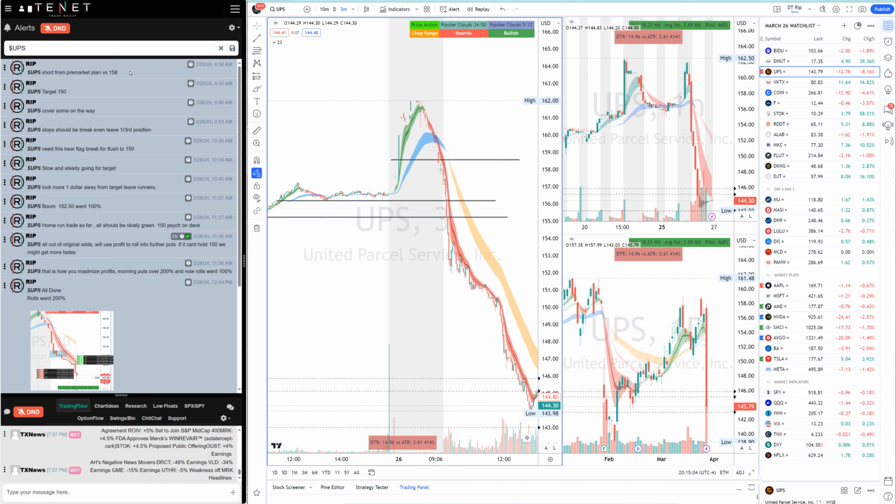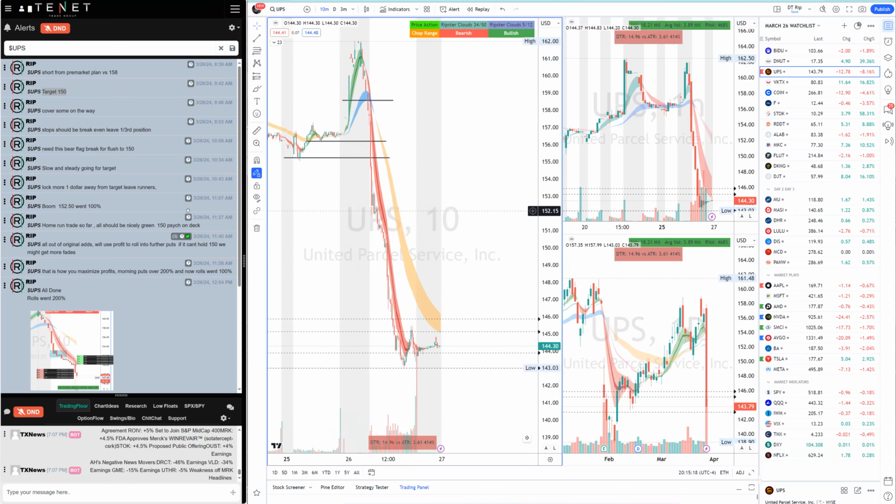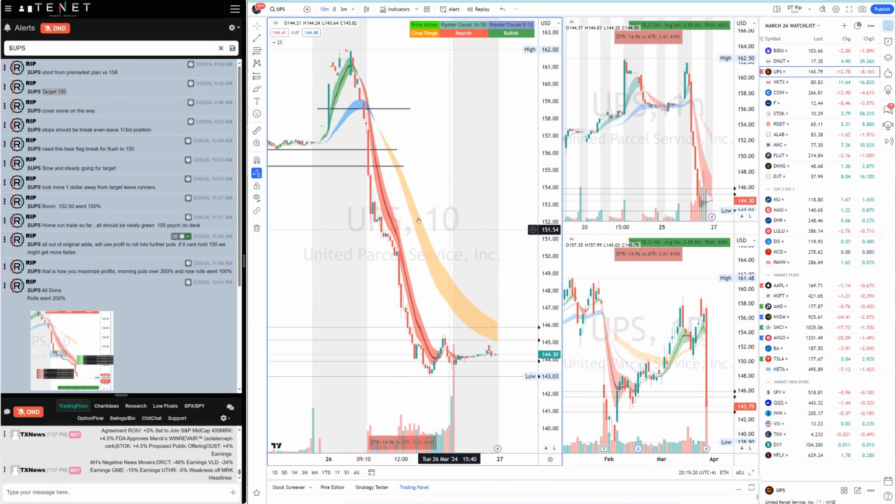So as soon as I see that, I tell everybody it's a short versus 158 as per the pre-market plan. I give the 150 target right away on this UPS short. So slow and steady, we work it out all day. We start to fade, we get to 152.